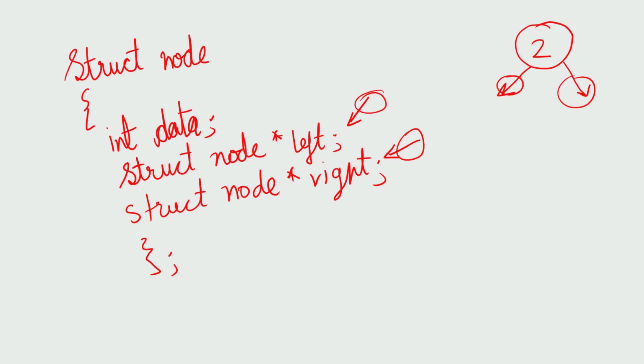Let me summarize everything. A tree is a hierarchical data structure, and the main uses of trees include maintaining hierarchical data and providing moderate access, insertion and delete operations. Binary trees are special cases of trees where every node has at most 2 children. So this is the basic of binary trees.